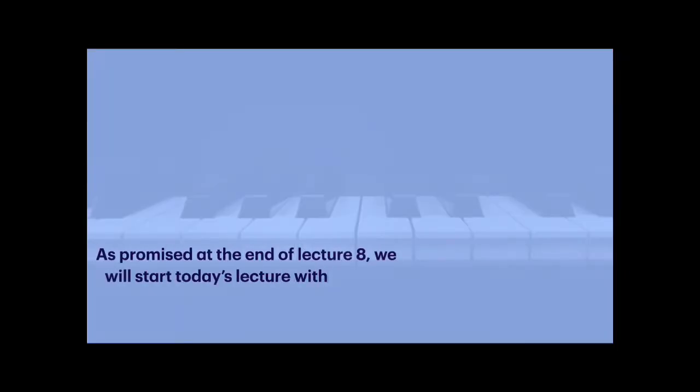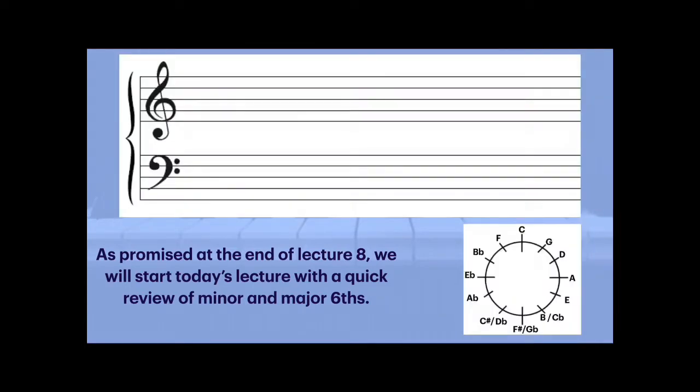As promised at the end of Lecture 8, we will start today's lecture with a quick review of minor and major sixths. Construct a major sixth above each of these pitches. We start by putting it on the staff. You can go line, line, line, plus one more is a space, and space, space, space, plus one more is a 9, if you don't want to count up 6 from the given pitches.